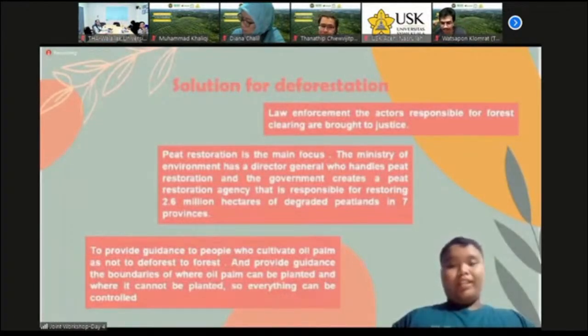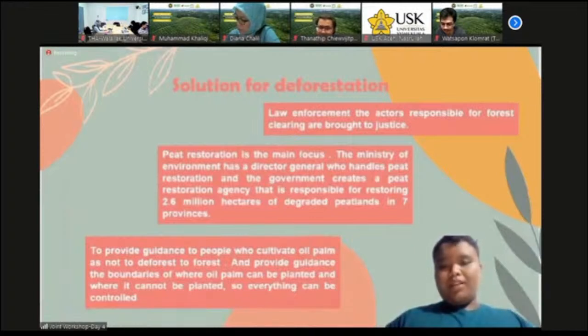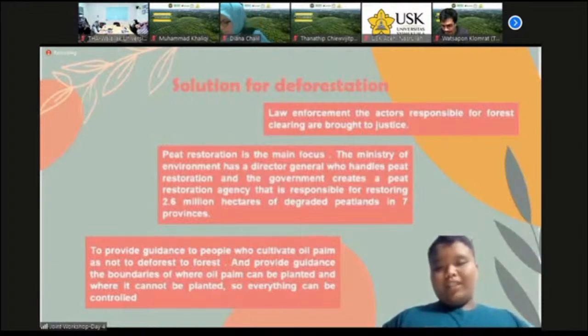Solutions for deforestation. First, law enforcement. The actors responsible for forest clearing are brought to justice. Second, peat restoration is the main focus. The Ministry of Environment has a Director General who handles peat restoration, and the government created a peat restoration agency that is responsible for restoring 6 million hectares of degraded peatland in 7 provinces.